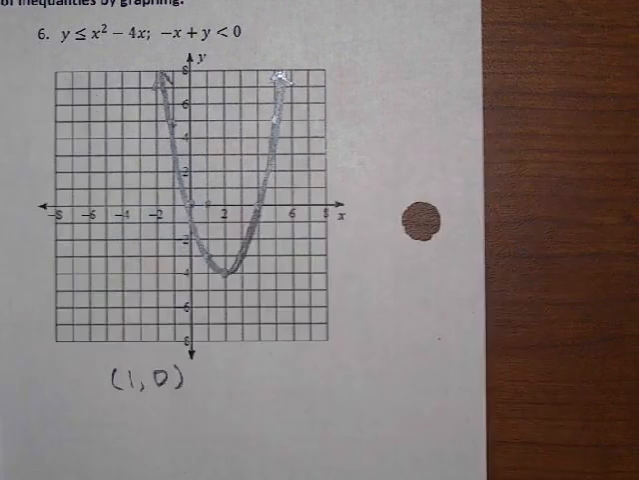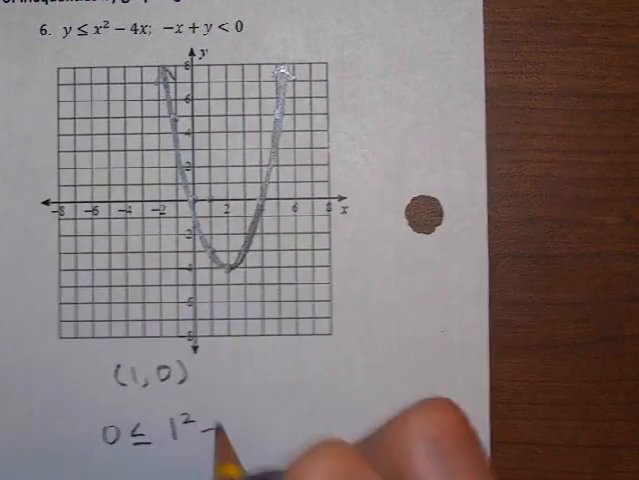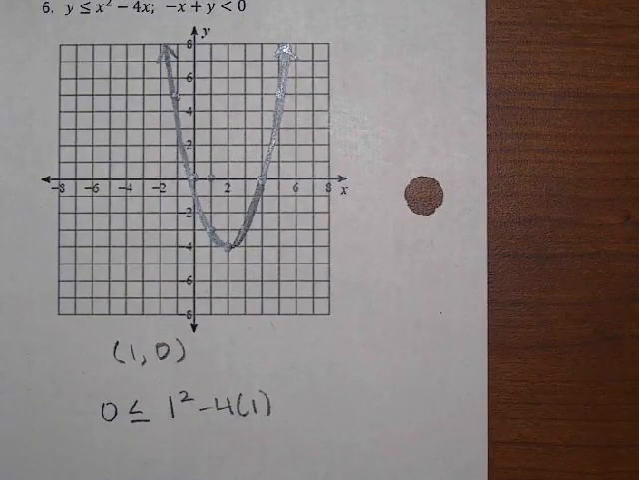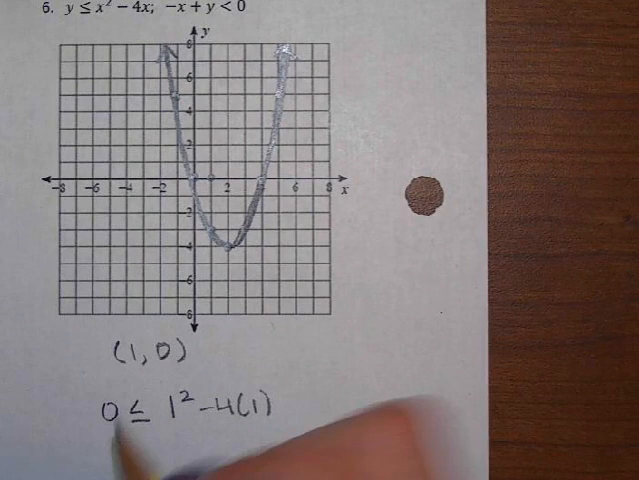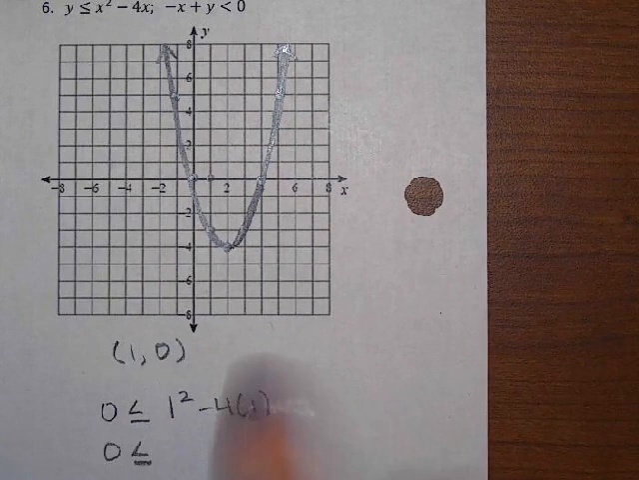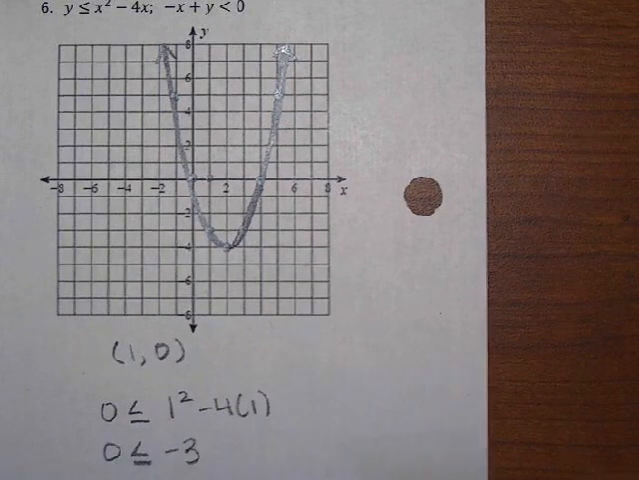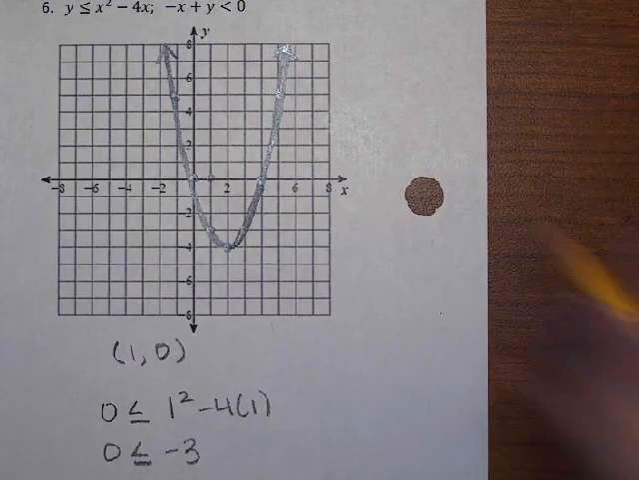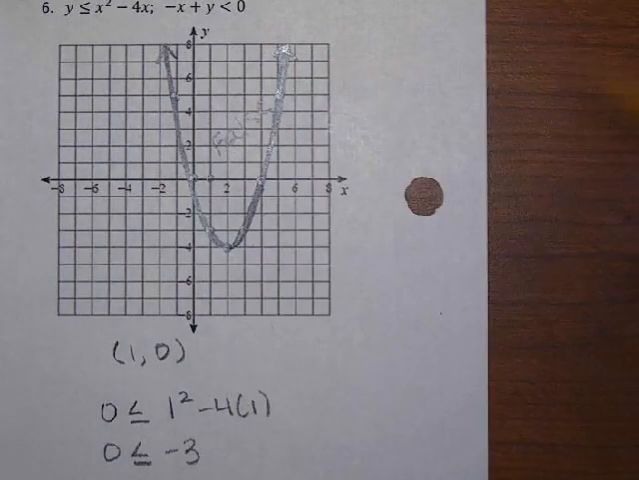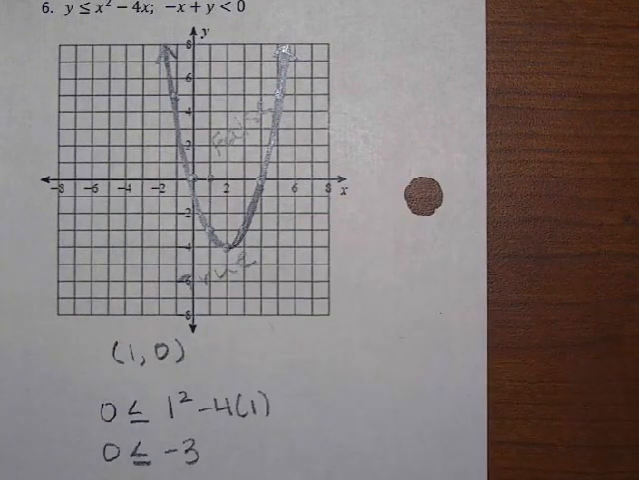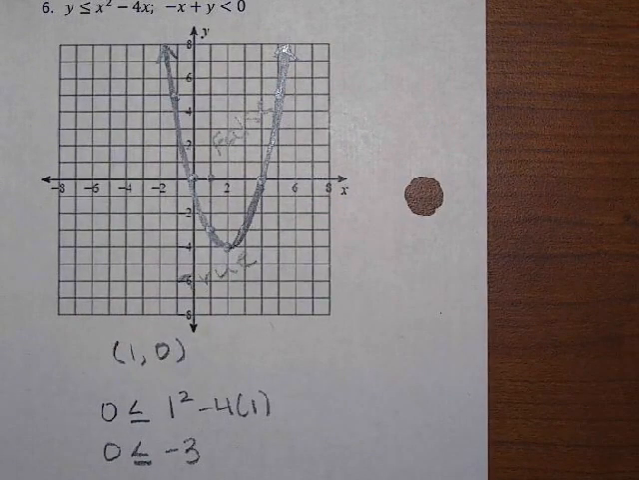So we'll put 0 in for y, and then 1 in for x, and then we're just going to see if it's true or not. So 0 is less than 1 minus 4. 1 minus 4 is negative 3. Is 0 less than a negative number? No. So this is false. So inside the parabola is false. That means that outside the parabola is true. So where do we shade? Outside the parabola.